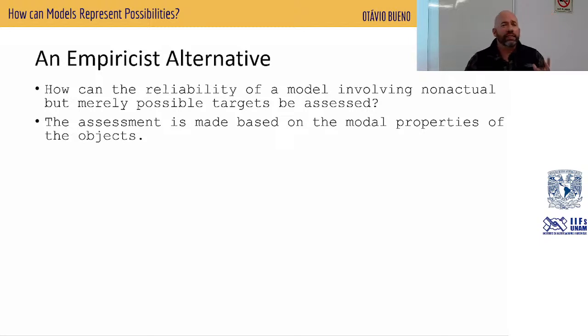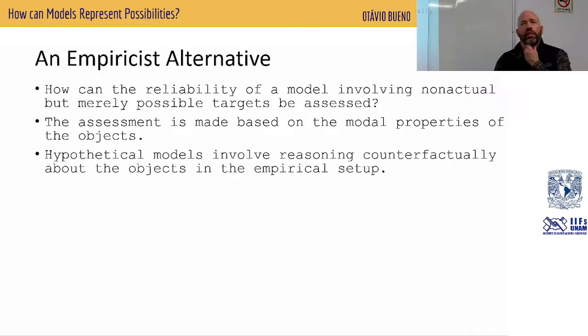Now, I want to say that the assessment is made on the modal properties of the objects. Objects have modal properties. This table is fragile. So that's a modal property that it has. It's a property that it has as much as having a certain shape, being made out of certain materials. And because objects have these properties, models will try to track them and find corresponding features in the model for these properties.